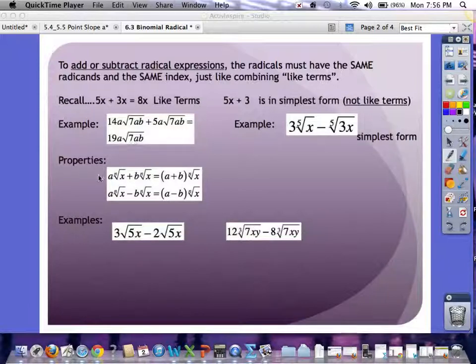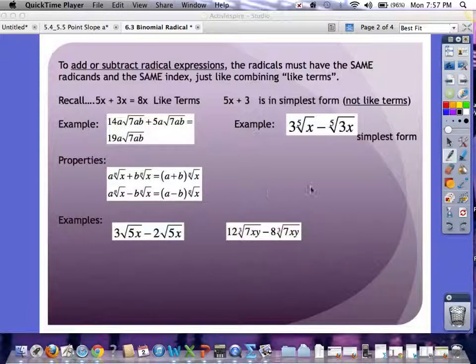And the property that goes along with this: if you have a times the nth root of x plus b times the nth root of x, you can take the a and the b, put them in parentheses, and then times the nth root of x, just like we did up here. Same with subtraction: a times the nth root of x minus b times the nth root of x. We can write the a and the b and subtract them in parentheses, and then times the nth root of x.